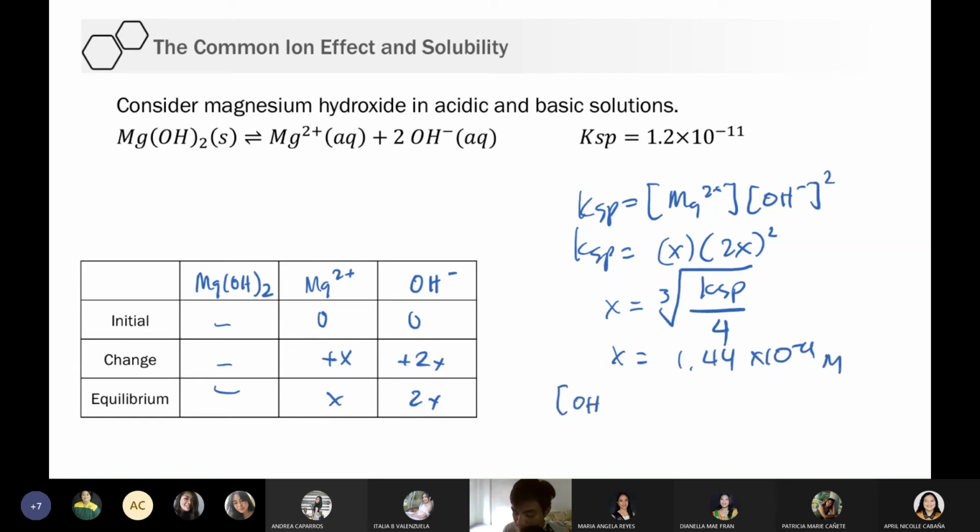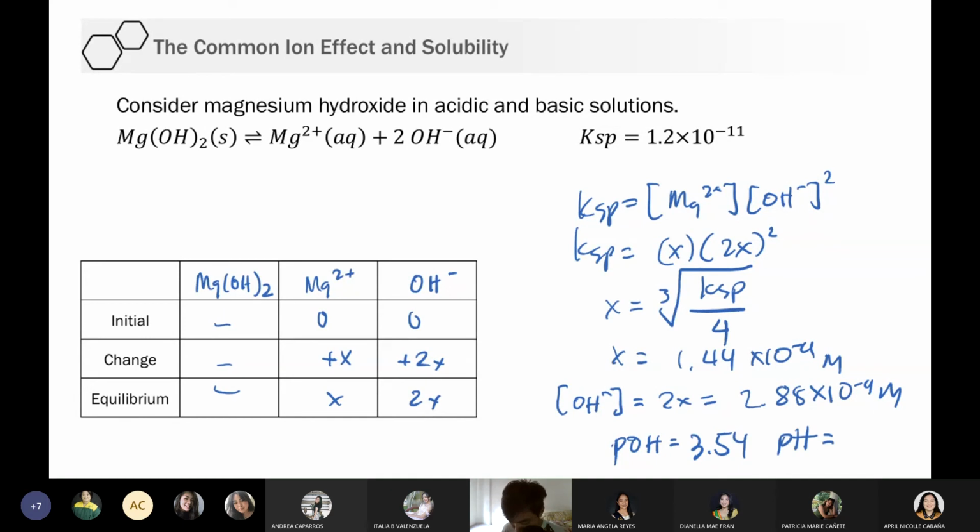Let's solve for the concentration of OH. That is 2x. So this is 2.88 times 10 raised to negative 4 molar. And later on, solve for the pOH, negative log of OH. It's 3.54 and the pH is equal to 10.46. So the pH of the solution of magnesium hydroxide is 10.46.